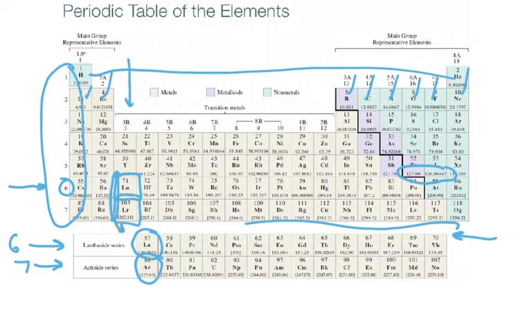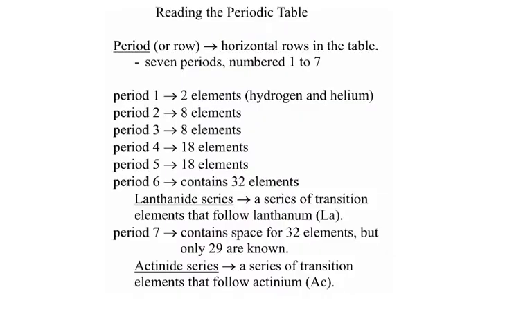They both belong in this group, which is actually group 3. We'll talk about groups in a moment, but the lanthanide and actinide series are in group 3. However, the lanthanide series is part of period 6, and the actinide series is part of period 7. So when we go back here, we can scratch this off, because as of today, there are 32 elements also in period 7.